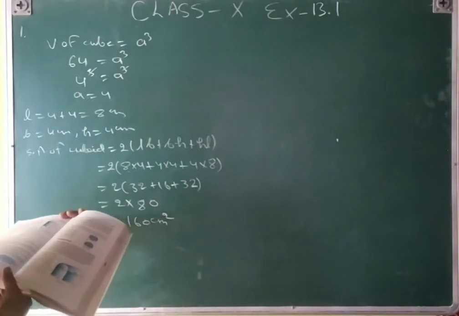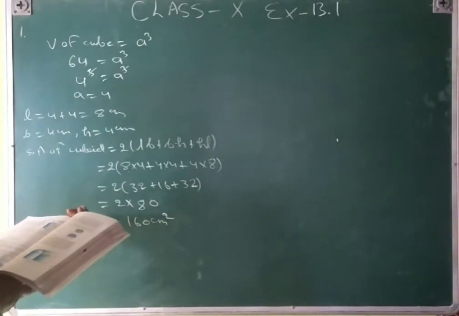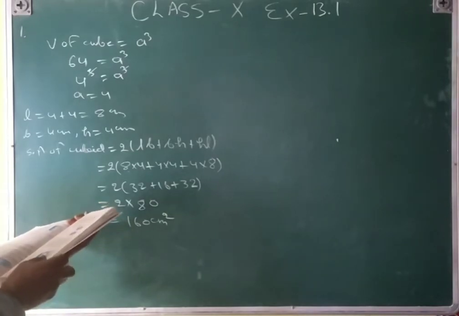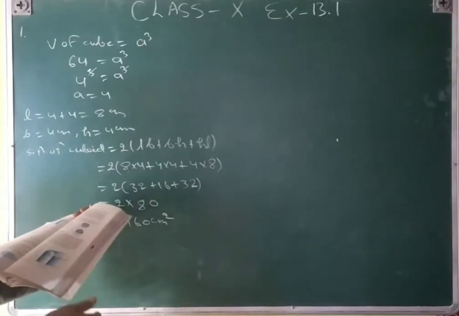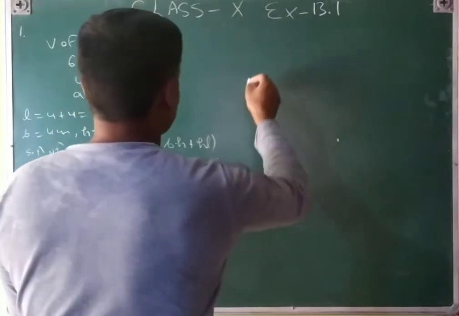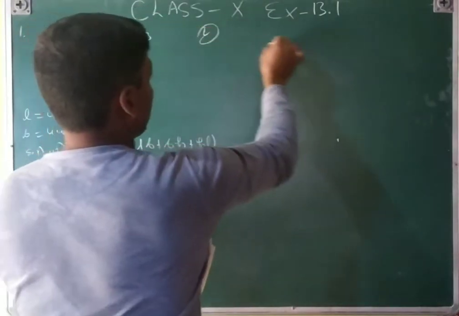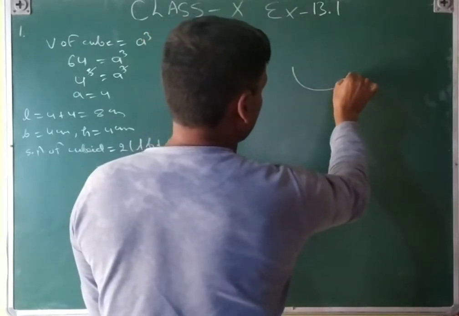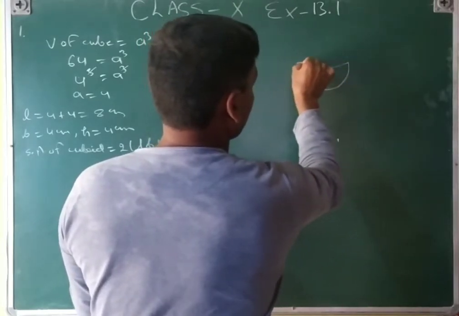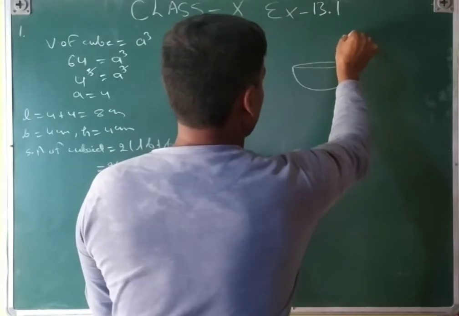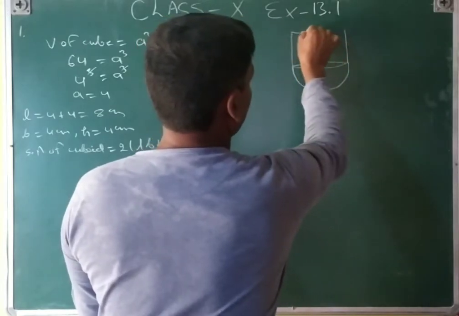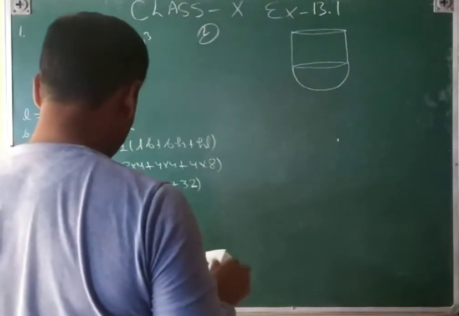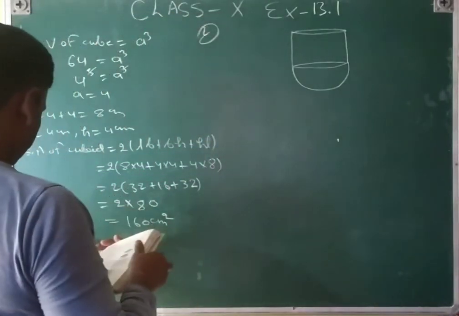And then question number 2: a vessel in the form of a hollow hemisphere mounted by a hollow cylinder. First of all we will draw the diagram. That is a hemisphere, and then a cylinder also we have surmounted, both are hollow.